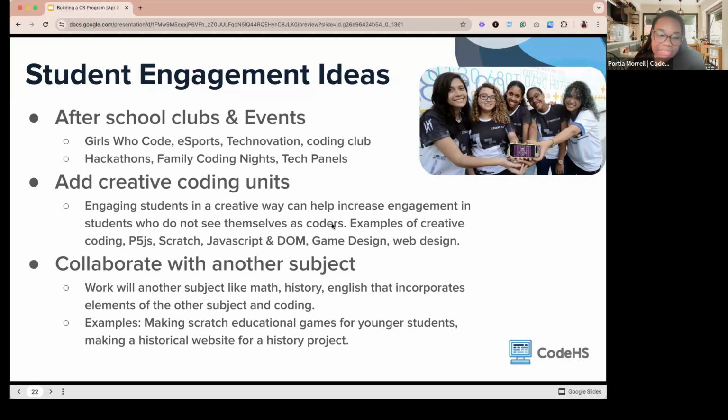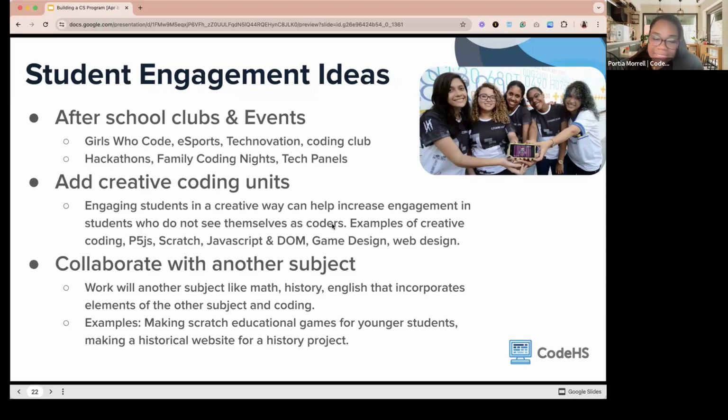And then last but not least, collaborate with other subjects. I used to work with math a lot. We had one math unit, a math and Scratch unit, in the course for 8th grade. So the students, in order to show their skill set, had to create a Scratch educational game for younger students as their project, and also work in groups and learn how to be collaborative.